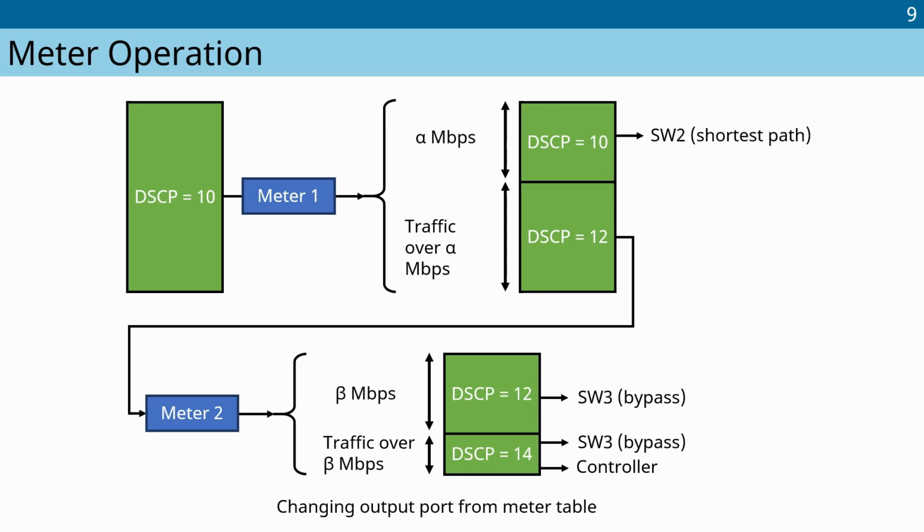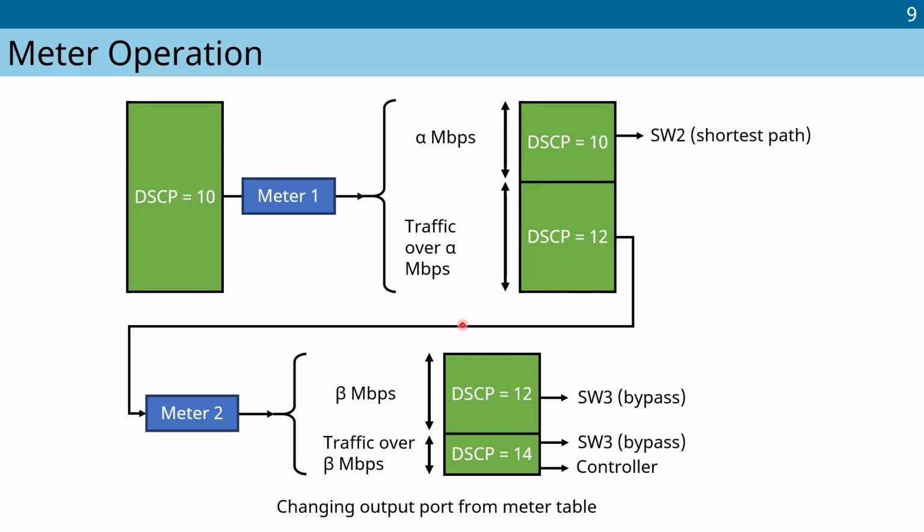When traffic with a DSCP value of 10 arrives at switch 1, meta 1 measures the traffic at first. If the traffic does not exceed alpha megabits per second, it is forwarded to switch 2 over the shortest path. Otherwise, the part of the traffic up to alpha megabits per second is forwarded over the shortest path, but for the rest part over alpha megabits per second, switch 1 changes the DSCP value to 12 to send it via the bypass.